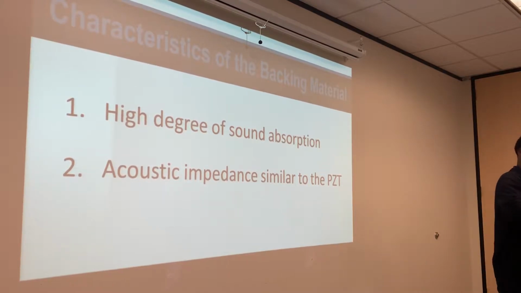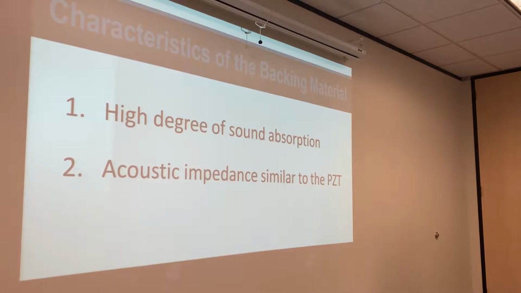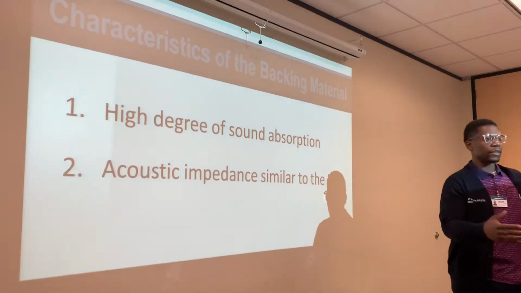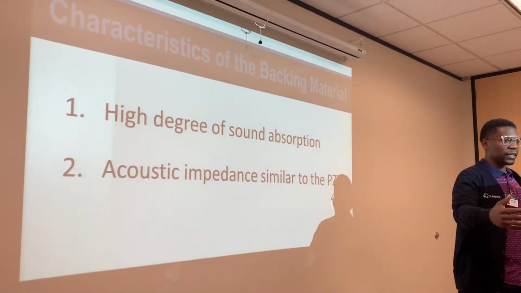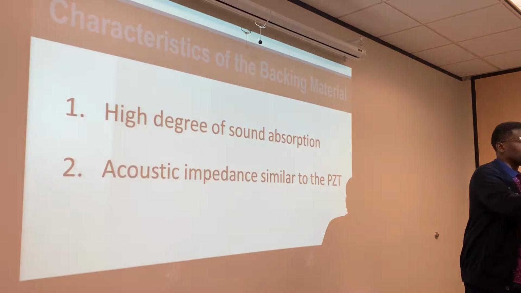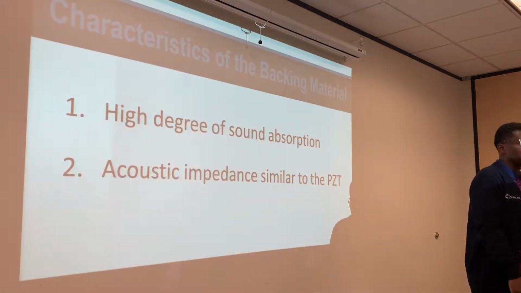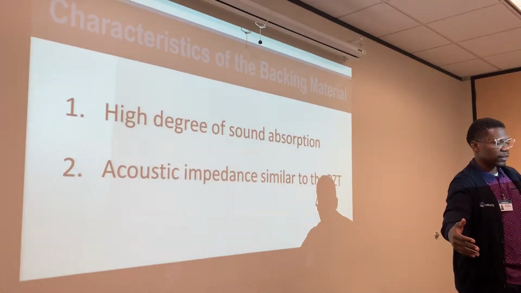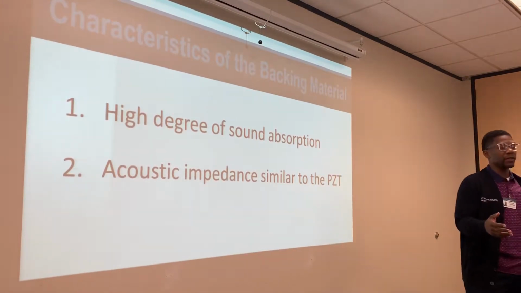Remember, that's what our term means when we're talking about bandwidth. That's what bandwidth means: a wide range of frequencies. So when it has a wide bandwidth, it has a wide range of frequencies. Even though it's a 5 transducer, it may operate between 1 and 8. That's the operating range of that transducer.